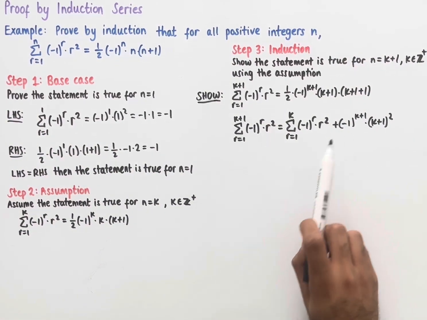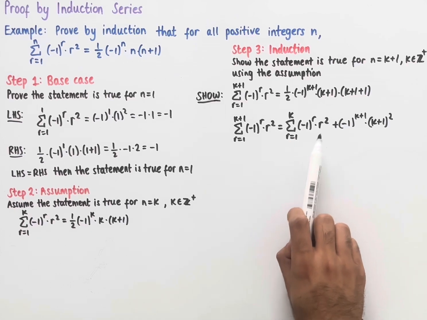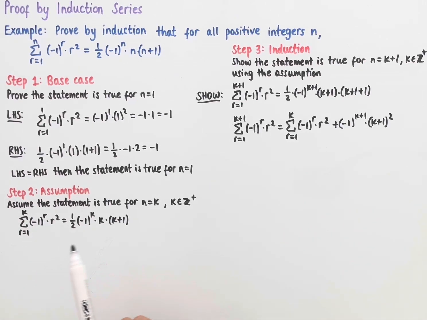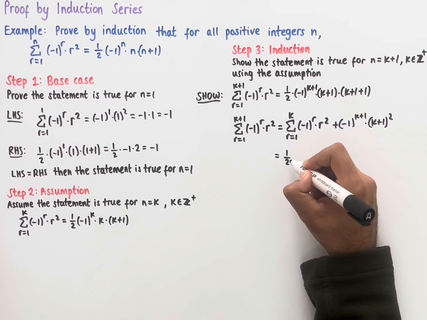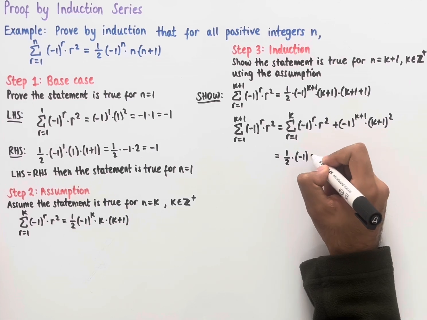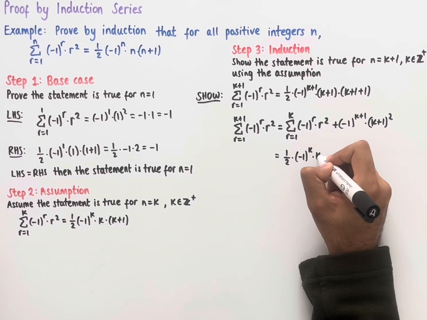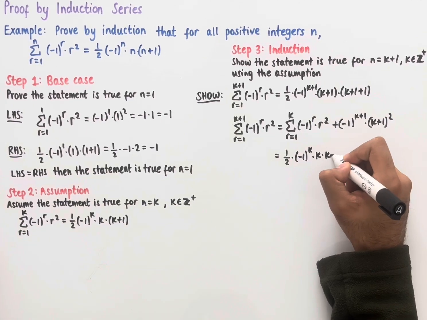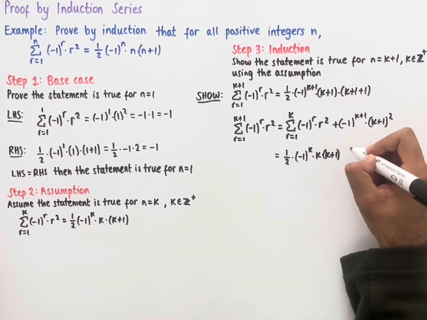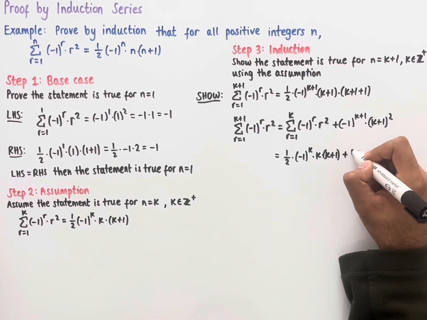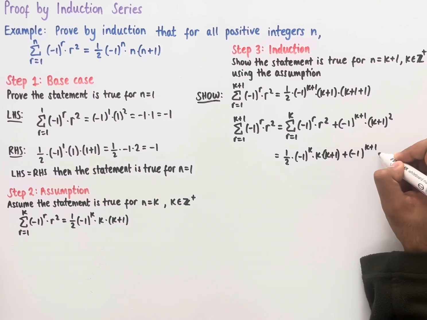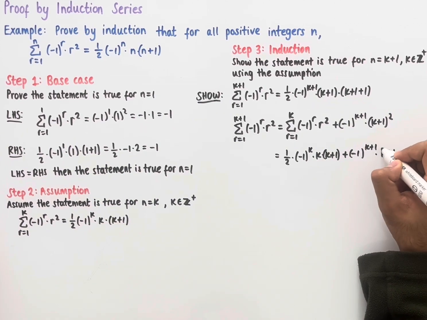The reason this is helpful is because we can now see that this series is our assumption, which we can replace with the right hand side here, since we're assuming that this is a true statement. So we now have half times (-1)^k times (k+1), and then we have plus (-1)^(k+1) times (k+1) all squared.